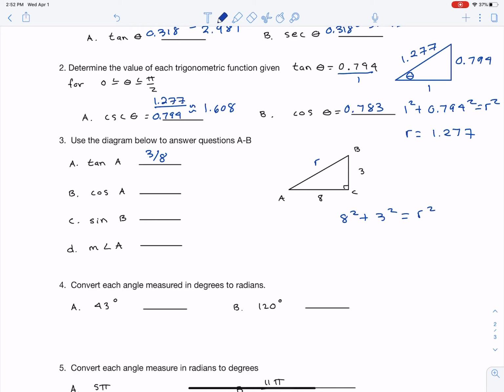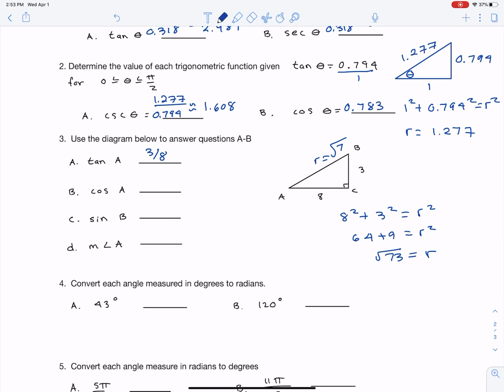So I'm going to say 8 squared plus 3 squared equals, I'm going to call this r, r squared. So 64 plus 9 equals r squared. That's going to be the square root of 73 equals r. So cosine is going to be 8 over the square root of 73, which when we rationalize it, I'm going to multiply both top and bottom by the square root of 73.